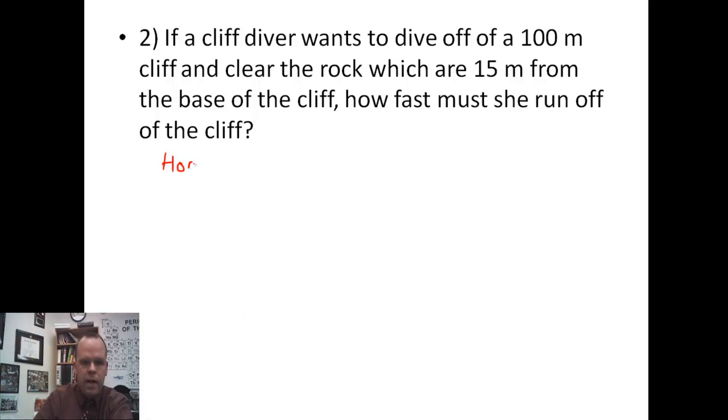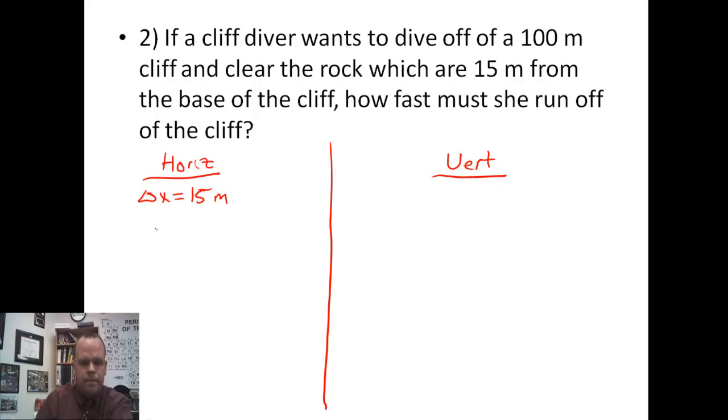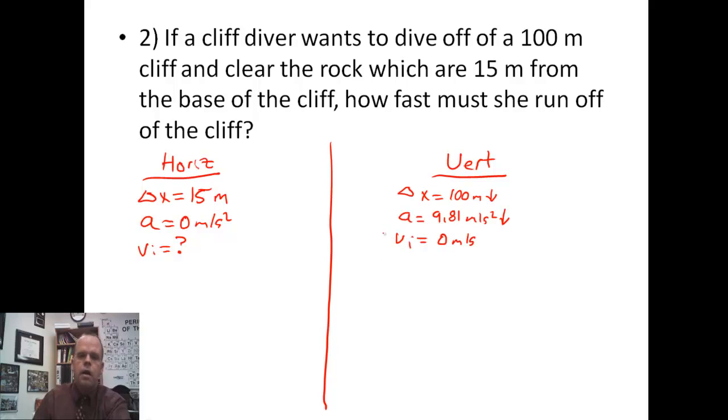So once again, we want to break horizontal and vertical into 2 separate parts. We know the delta x horizontal needs to be at least 15 meters. We know the acceleration will be 0. We need to know the initial velocity. Vertically, we know the delta x will be 100 meters down. We know the acceleration will be 9.81 meters per second squared down. We know the initial velocity will be 0. So we don't have enough on the horizontal side to solve, but we can use the vertical again to find time.